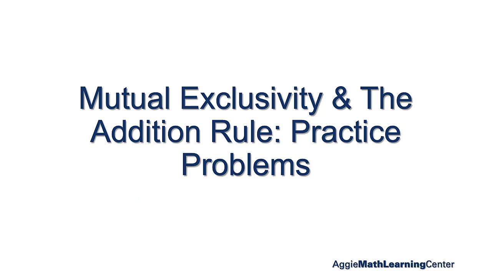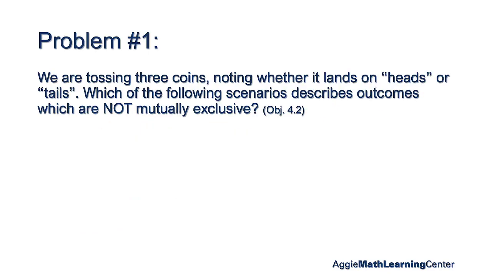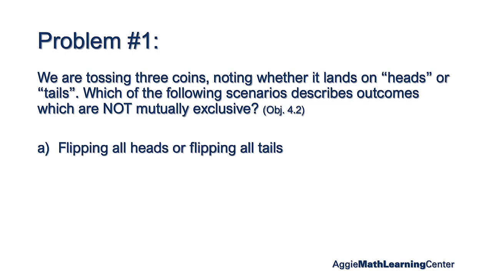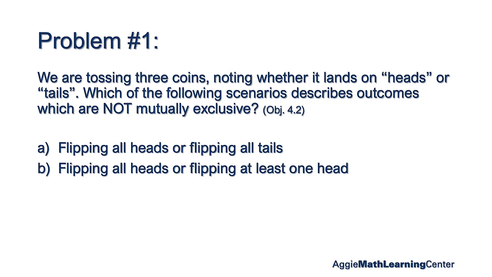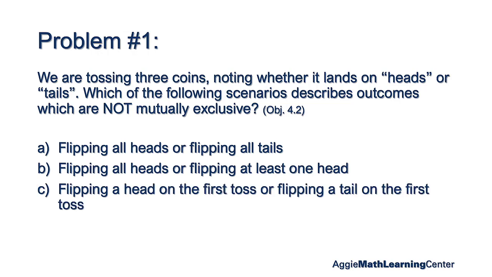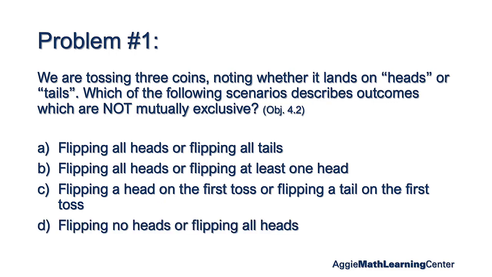Now that we have reviewed some of the concepts of probability, let's do some practice to check our understanding. Problem number 1. We are tossing 3 coins, noting whether it lands on heads or tails. Which of the following scenarios describes outcomes which are not mutually exclusive? A. Flipping all heads or flipping all tails. B. Flipping all heads or flipping at least one head. C. Flipping a head on the first toss or flipping a tail on the first toss. And D. Flipping no heads or flipping all heads. Pause to answer, then press play to check your work.